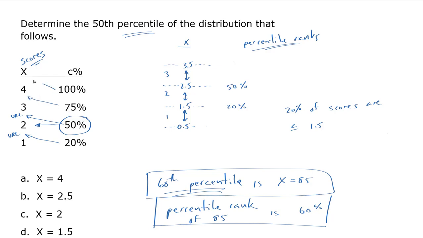So things are a little bit misleading the way that they present this. Instead, you have to think of each percentage as going with the upper real limit of the corresponding score that's in the same row. So when they ask me to determine the 50th percentile of the distribution that follows, the 50% goes with 2.5. 2.5 is the 50th percentile. So my answer here is B.